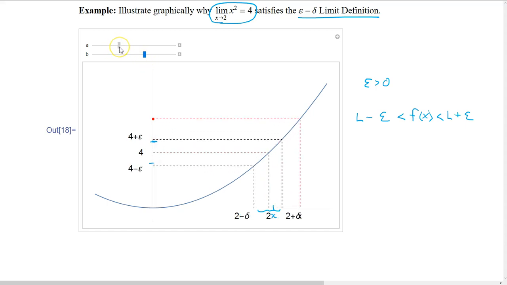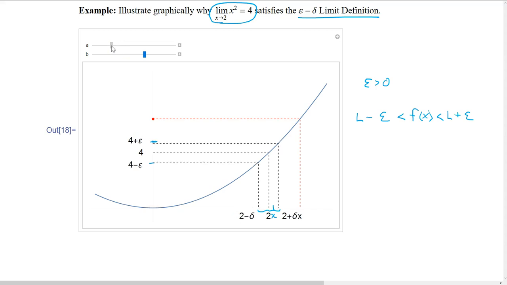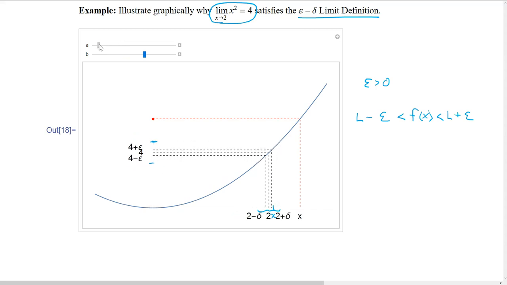There's always going to be a delta neighborhood around 2, no matter how small I make that epsilon. No matter how small it becomes, there's always going to be that neighborhood around 2. So that's graphically why the epsilon-delta limit definition is satisfied. And we will take a look at some examples where we work with that definition more precisely in a few minutes. Now let's notice one thing here from this graph.